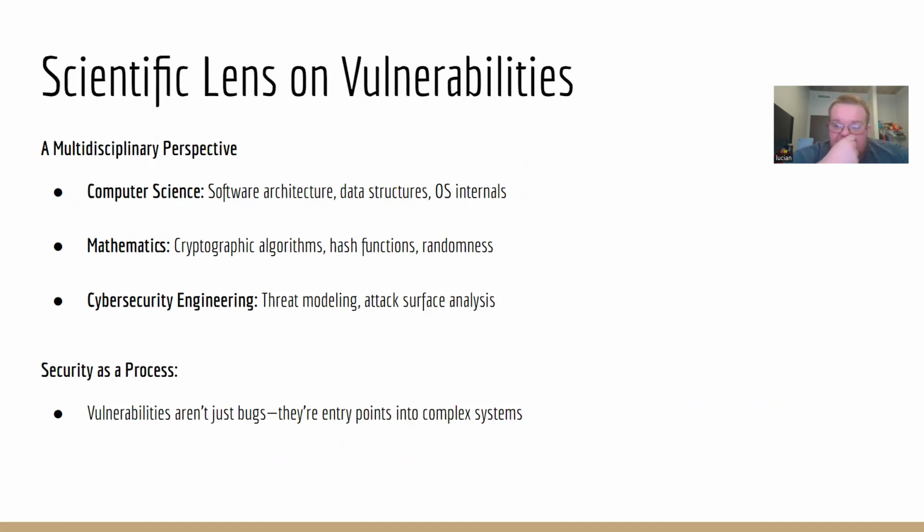A software vulnerability is a flaw or weakness in a system that can be exploited to compromise its integrity, availability, or confidentiality. Think of them as open doors, not always visible, but dangerous if discovered.